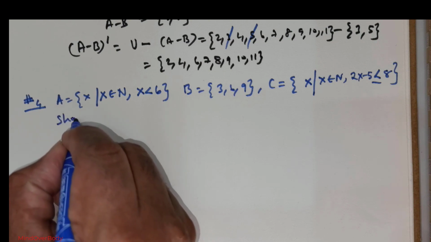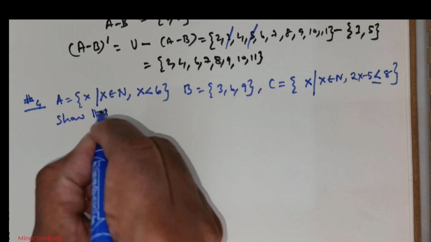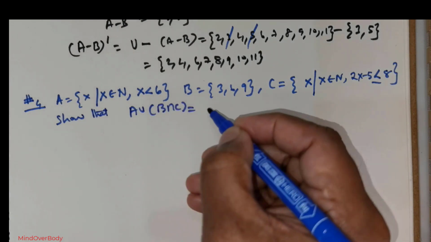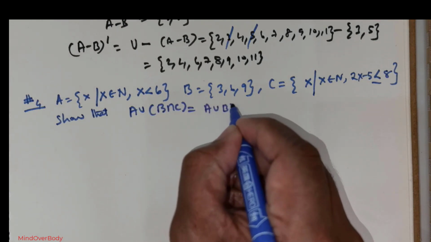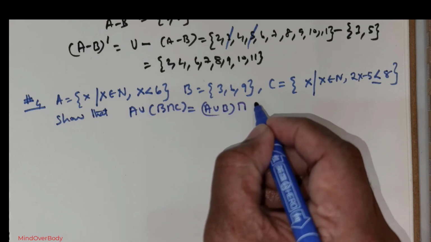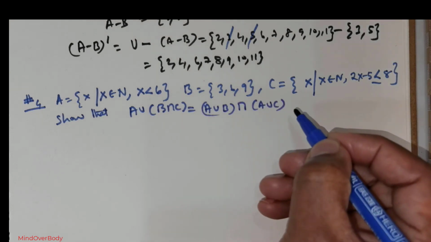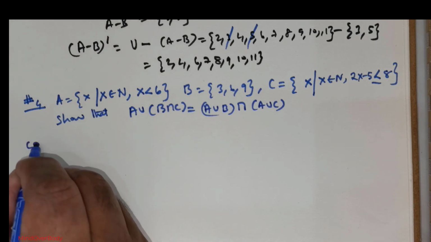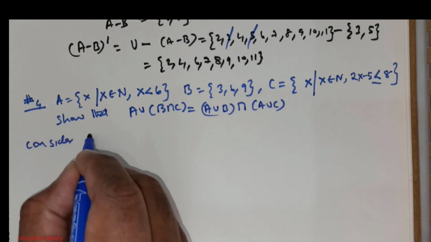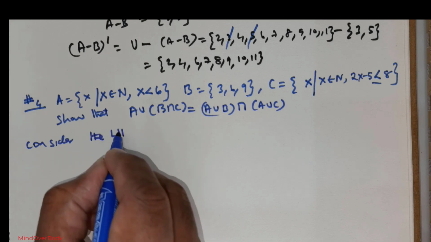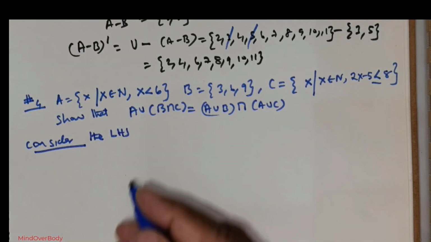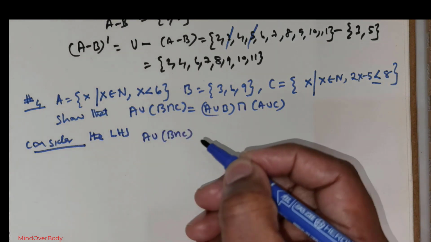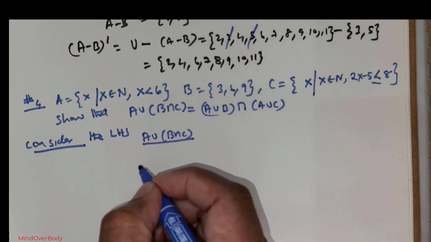Show that, or they might ask you to prove that, A union of B intersection C is equal to A union B intersection A union C. Right? So what we will do is we will consider the left hand side. What is on the left hand side? A union of B intersection C. This is on the left hand side.